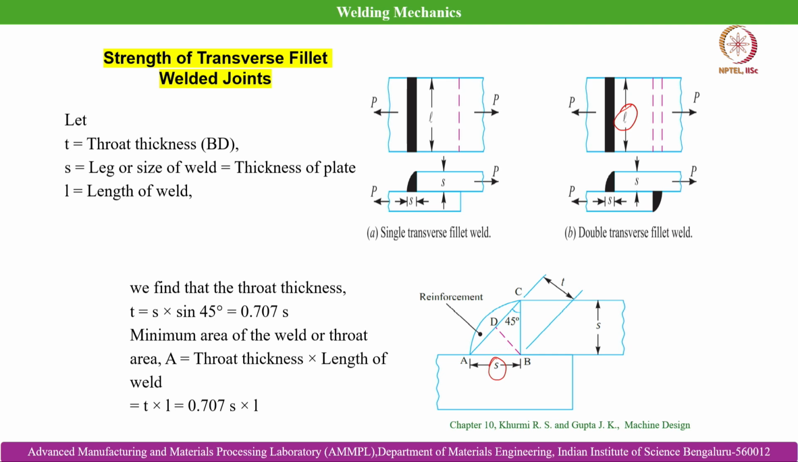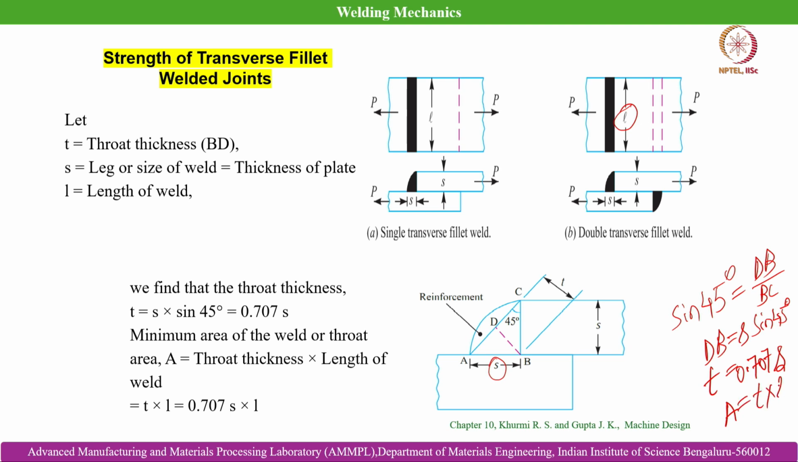If we know the leg size of the weld, then we can quite easily evaluate the throat thickness. How? Because it is a right angle triangle, the other two angles are 45 degrees. Using the triangle CBD, sin 45 degree is DB by BC, that is, the size of the weld. So DB is equal to s sin 45 degree, and sin 45 degree is 0.707. So 0.707 s is equal to T, the throat thickness of the fillet weld. Once we get the throat thickness, we can quite easily evaluate the sectional area of the weld zone.